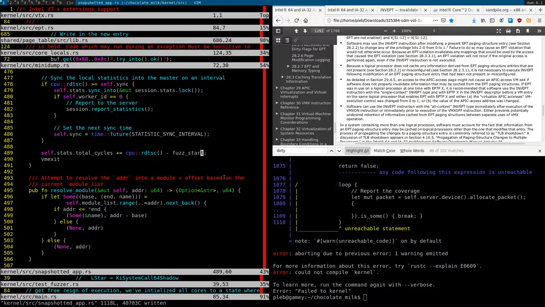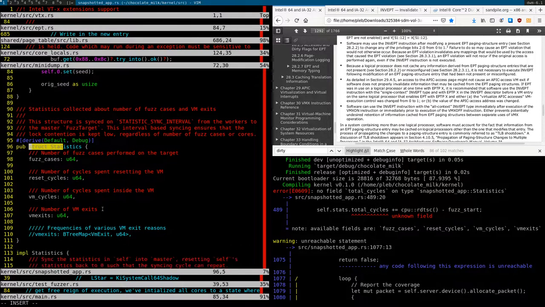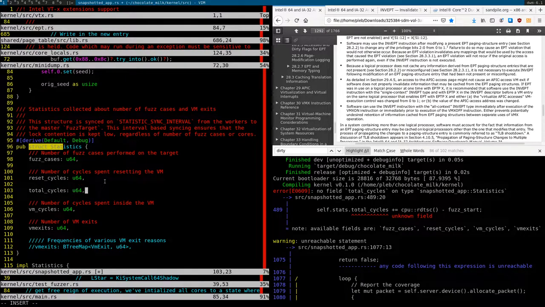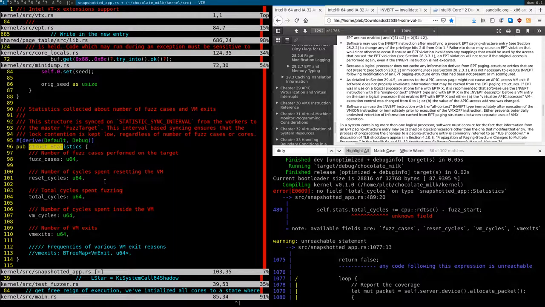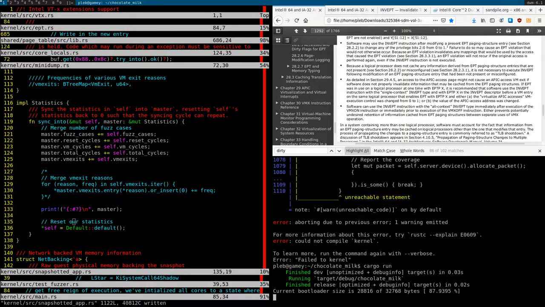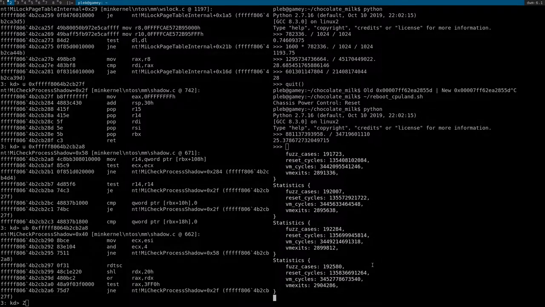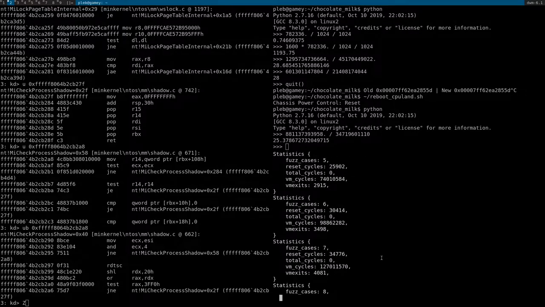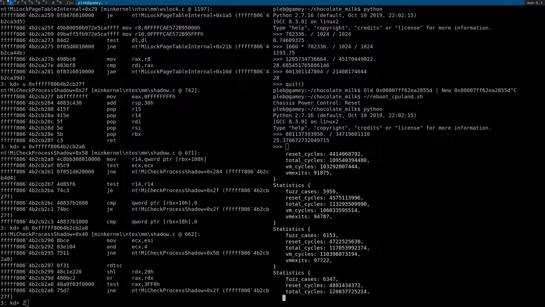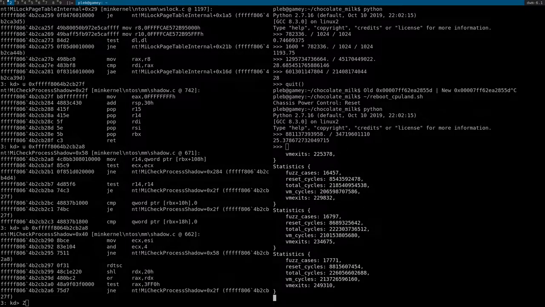So now we're going to have, okay, struct statistics, and then we'll have total cycles. This is going to be very close to the total cycles spent fuzzing. And reset our local stats. So I'll merge them in, and then we'll see the masters. Come on, let me reset. There we go. Okay. Reset. So now we know if anything's not being accounted for.